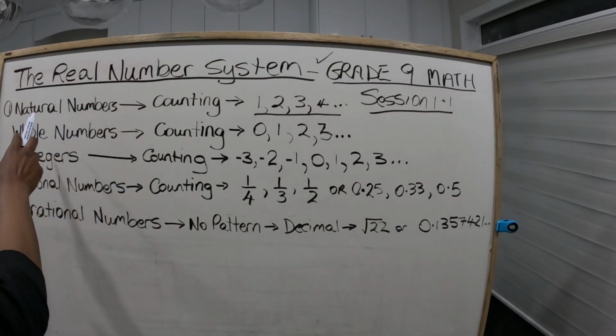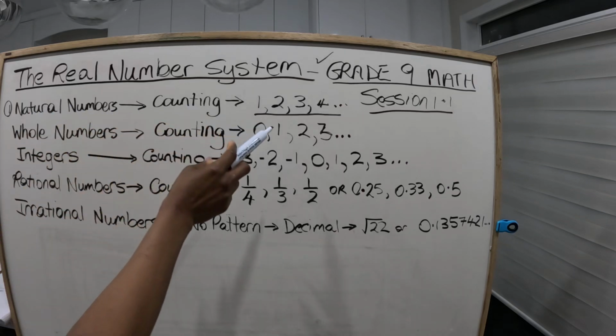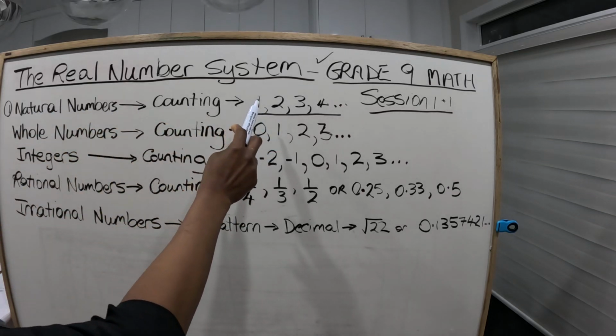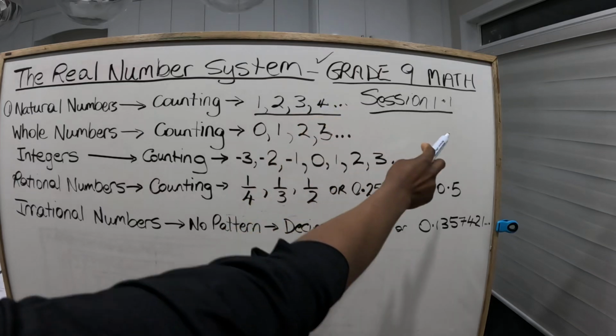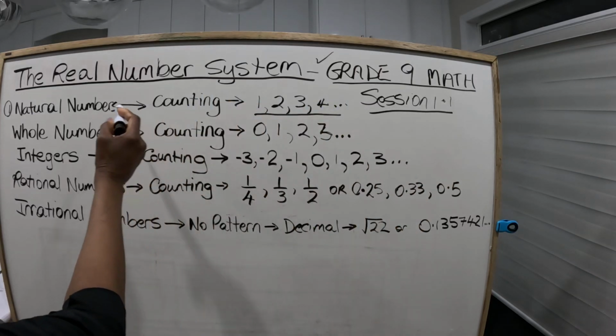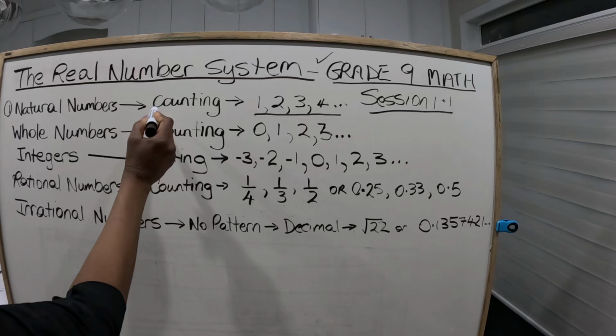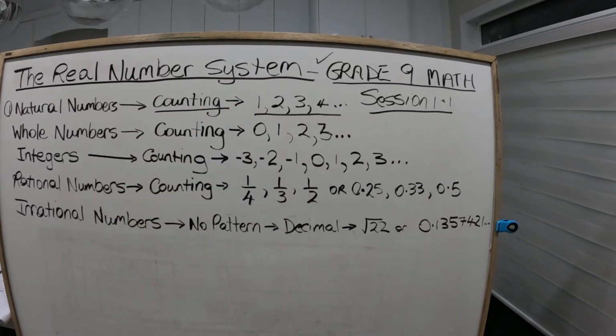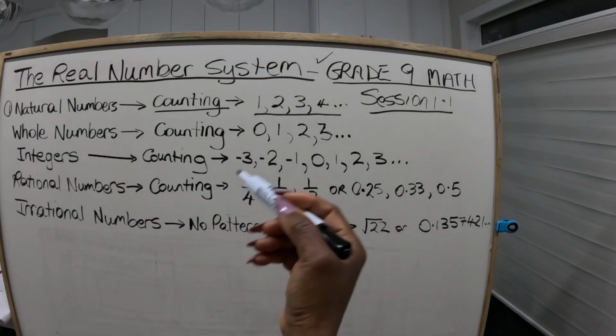So the first thing we're going to look at is natural numbers. What are they? They're numbers starting from 1, 2, 3, 4, and so on. You keep counting. So if you think about natural numbers, you're just going to be counting in a natural way. And that would be something you would do from your kid growing up. You would just count from 1, 2, 3, and so on.